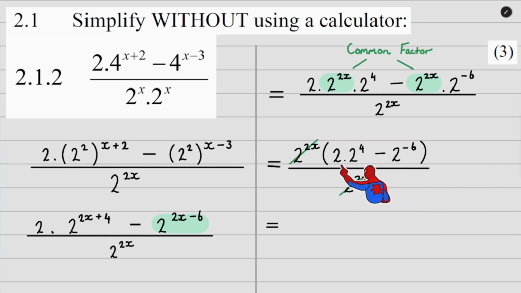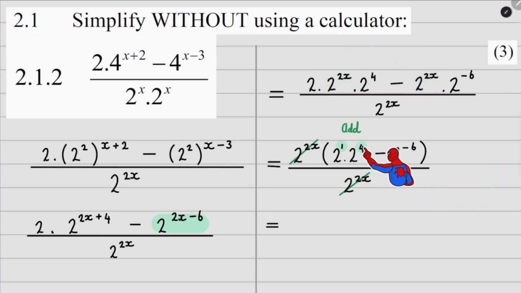And while we're here, let's quickly simplify this. So I'm seeing I'm multiplying like bases, so I'm going to add their exponents. If this 2 does not have an exponent, we assume it's 1. And 1 plus 4 will give me 5. So I'm going to get 2 to the power of 5 minus 2 to the power of negative 6. Okay, now we're going to start simplifying.